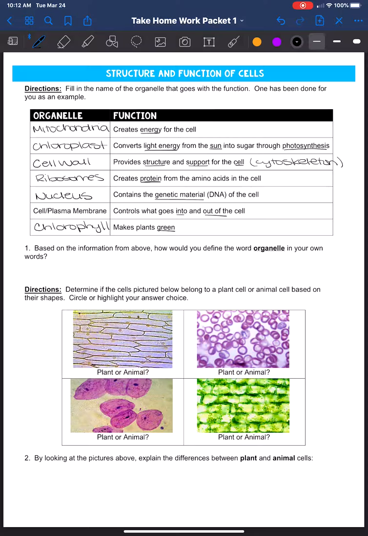All right, so based on the information above, how would you define the word organelle in your own words? If you need to go back to the very first page of this packet, we already defined organelle. We said it's like a tiny organ inside of a cell. It's a specialized structure inside of a cell that does a specific job.